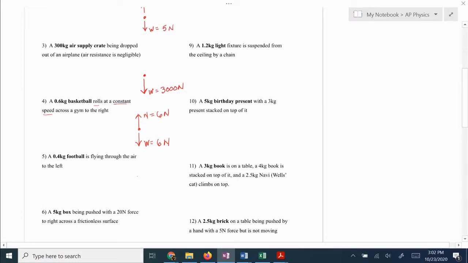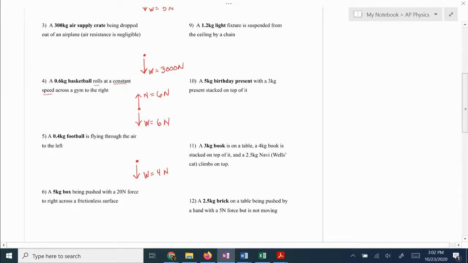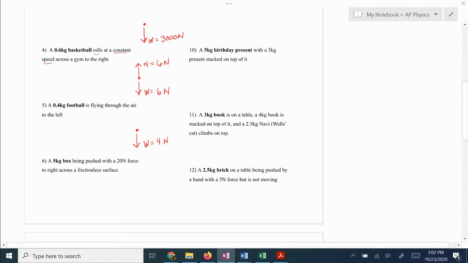A football is flying through the air to the left. It doesn't really matter what direction it's flying, right? The only thing that can be acting on it if it's in the air is the weight force. Every other force has to be applied by some sort of contact. The football is not touching anything, so therefore it can only be the force of gravity.